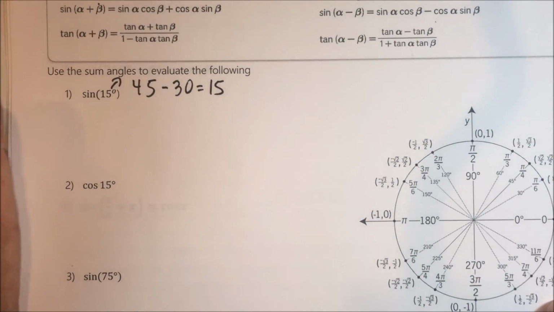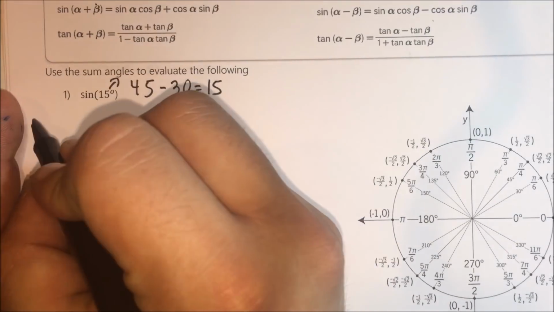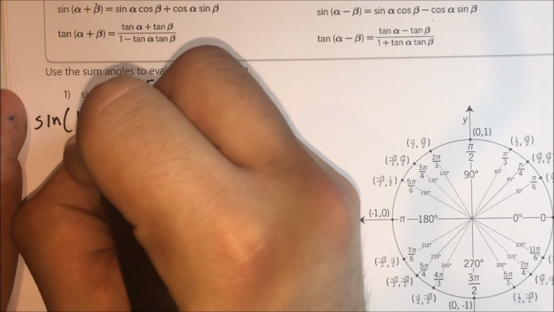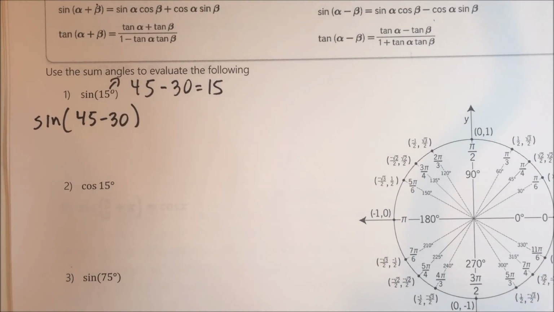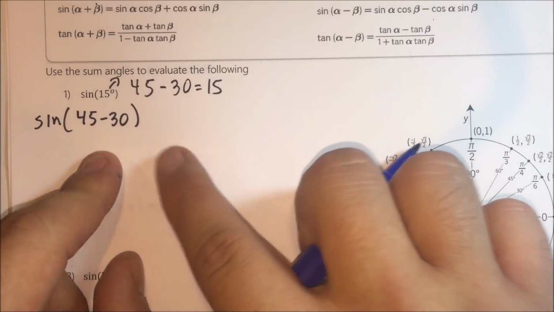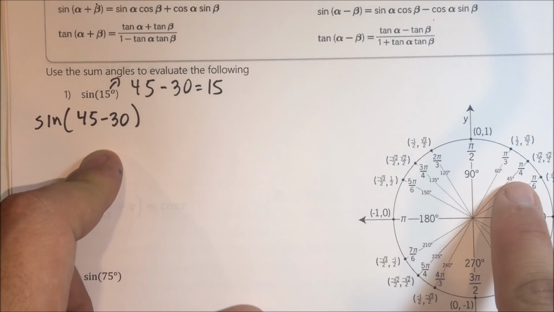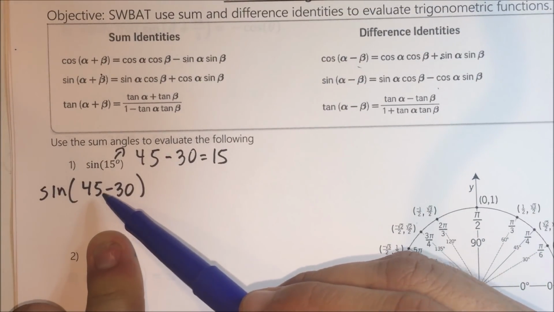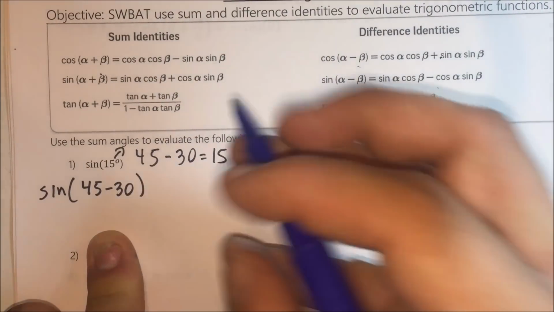So instead of sine of 15, I'm going to rewrite this problem as sine of 45 minus 30 degrees inside. Now, why in the world would I do that? Well, because now we can use our sum and difference identities to break this up into separate sines and cosines that actually will be values on the unit circle. So let's go up here and see. We have sine of a number minus a number, so that looks like it's in the difference identities category, so this one here.